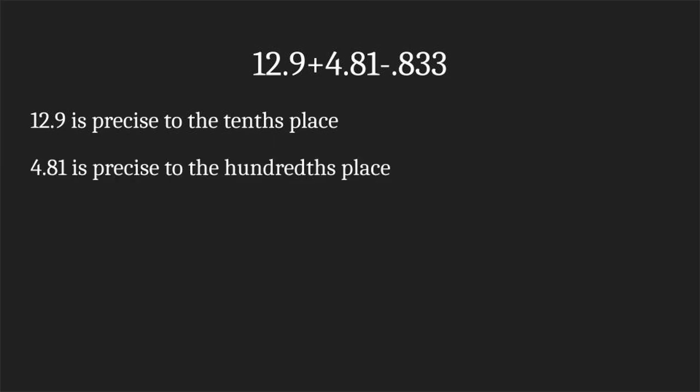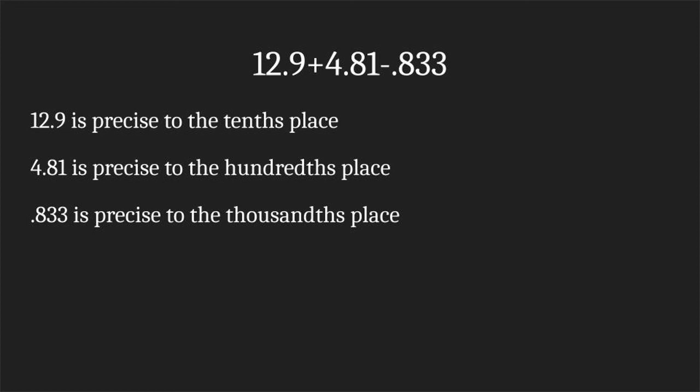Lastly, let's try this one. We have 12.9 plus 4.81 minus 0.833. The rules do not change when we have 3 different numbers. We're just going to do step 1 anyway and determine where each of these numbers is precise to. So 12.9 is precise to the tenths place, 4.81 is precise to the hundredths place, and 0.833 is precise to the thousandths place. So here, which one of these would be least precise?